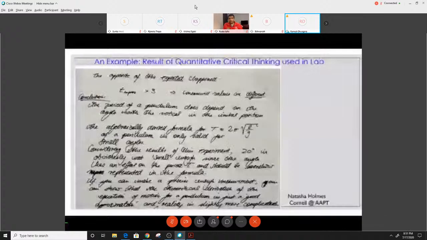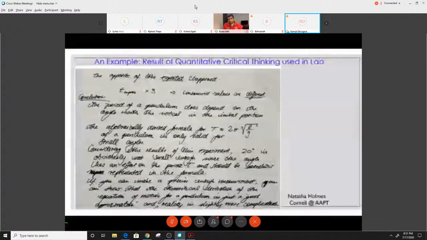So a lab doesn't end by just getting one result. That's not where it ends. That's where the main phase of this lab begins. And of course, we haven't done this lab fully, so I don't have results from me, but it was done similarly at Cornell as well.